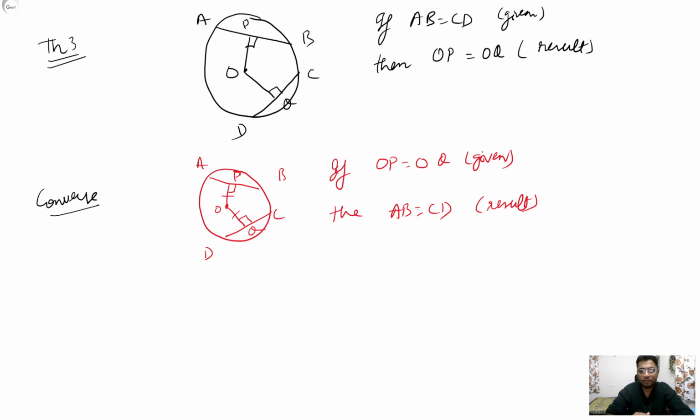In the next set of lectures, we are going to also follow how equal chords and equal arcs are related to each other. We are also going to learn about how equal arcs make equal angles, and some angle related properties too. For now, you can go through this much and solve a few questions if you want.